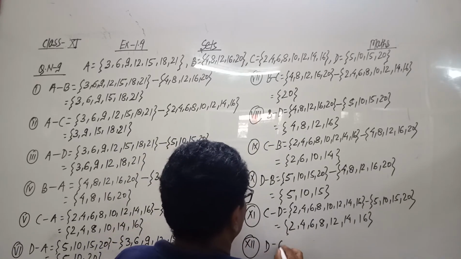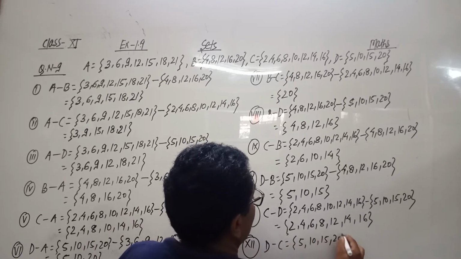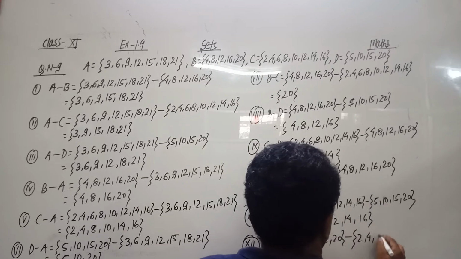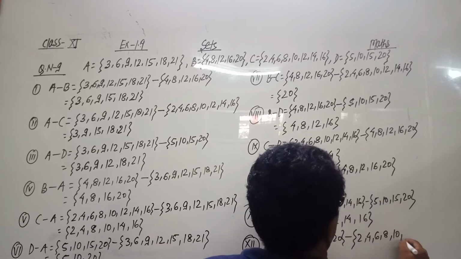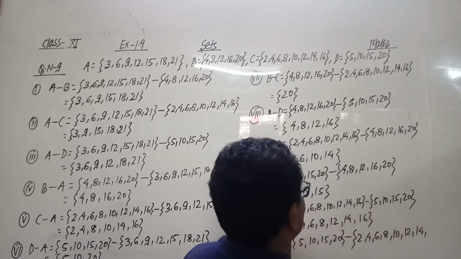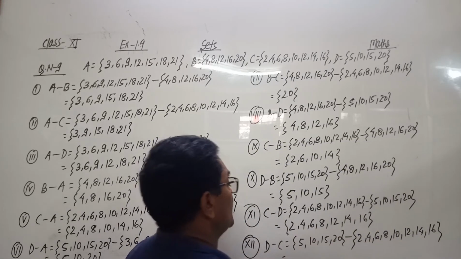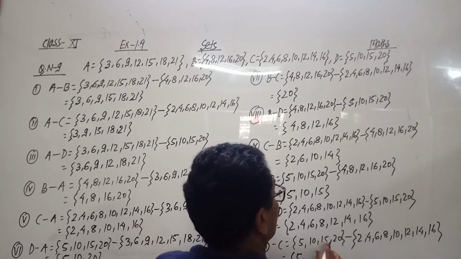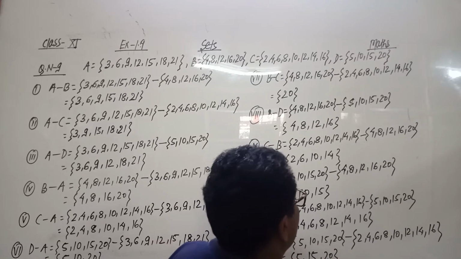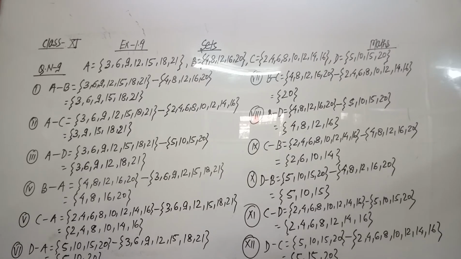Then part 12, D minus C. 5, 10, 15, 20 minus C: 2, 4, 6, 8, 10, 12, 14 and 16. So we have to write those elements of D which are not in C. So 5, 10 is available, then 15 and then 20. So 5, 15 and 20. This is the solution of these parts.